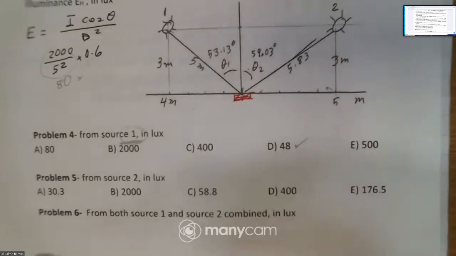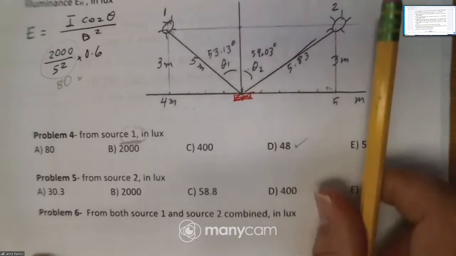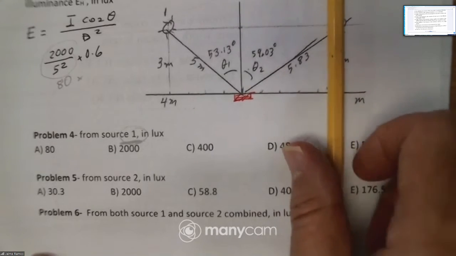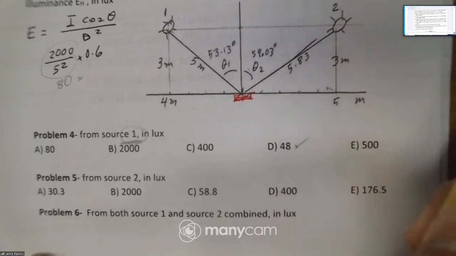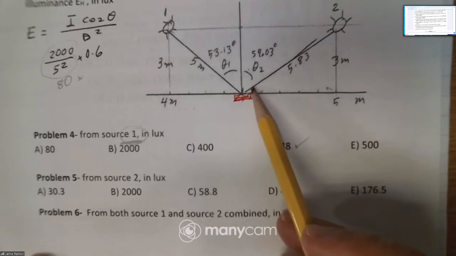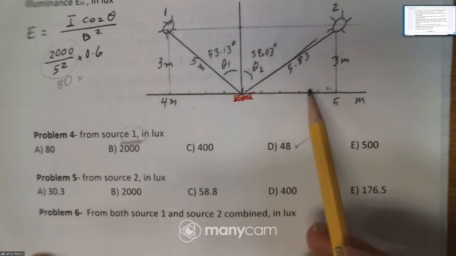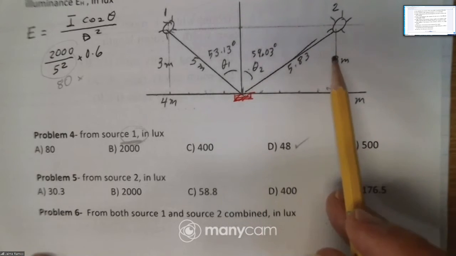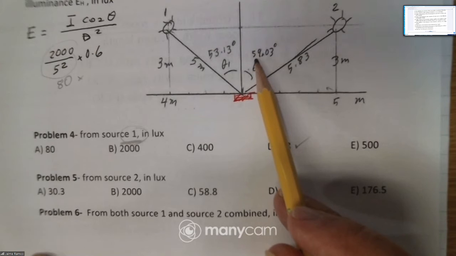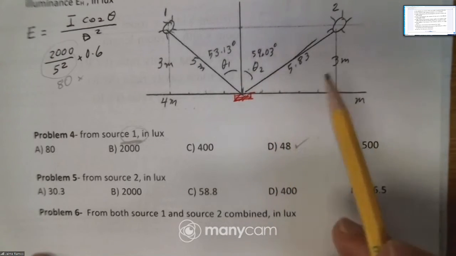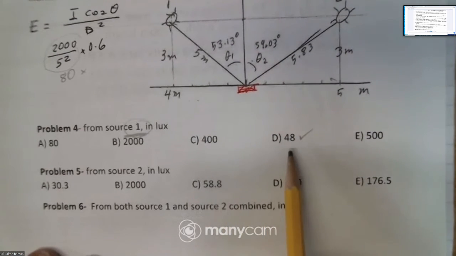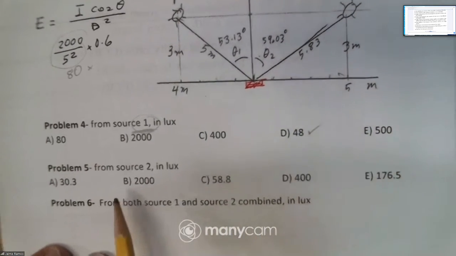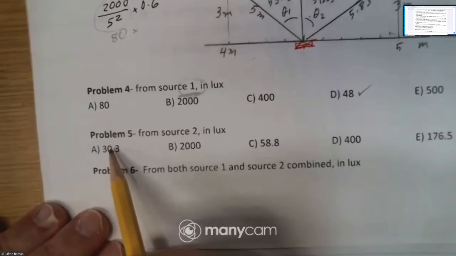Now, from the other source, it's still the same direct radiation, 80, but now the angle is different. So now the angle is going to be 359 degrees. Cosine is smaller. So instead of 48, then the next number down, it should be this, 30.